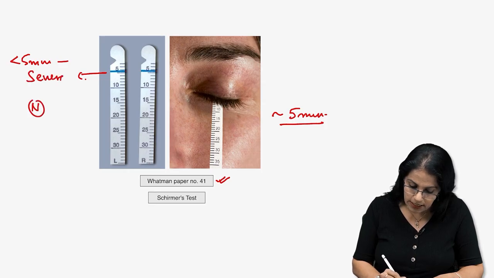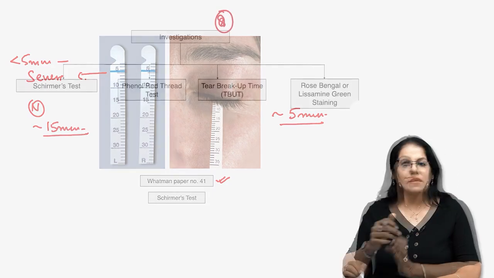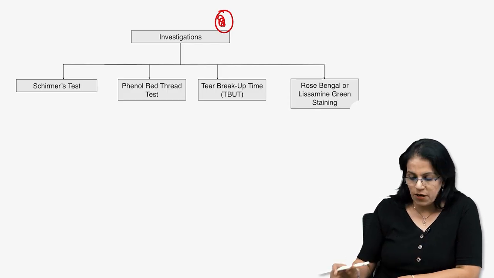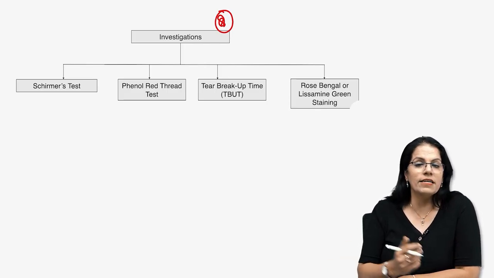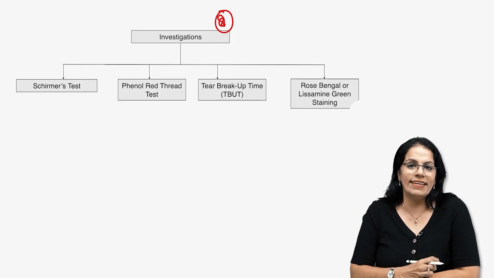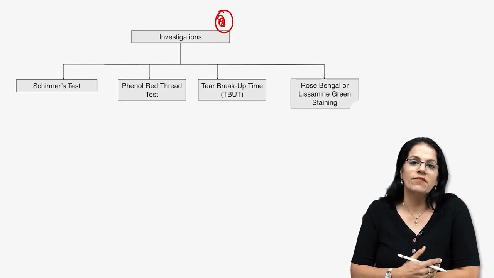And normal is how much? 15 mm. This much wetting we expect. So, 15 mm is normal. Anything less than that, we will consider it dry eye, right? And severe dry eye is less than 5.